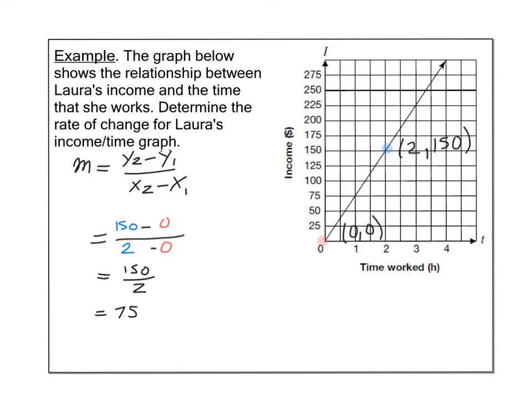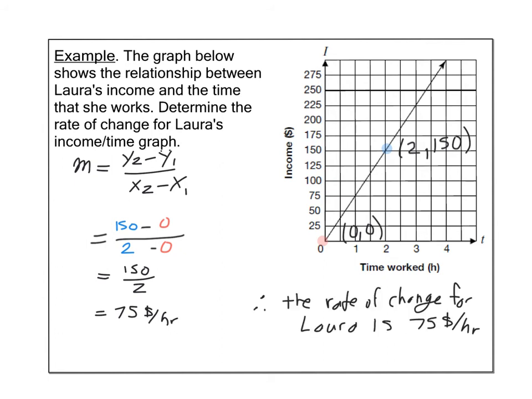Now, we know that it's income over time. So that 75 is not just a rate of change all on its own. It is dollars per hour. So I've just done a little bit of a conclusion sentence saying the rate of change for Laura is $75 per hour, which basically is saying she gets paid $75 for every hour she works.